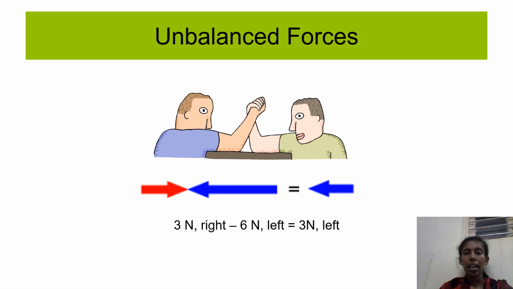Here is an example for unbalanced forces. 3 Newton force from the right side and 6 Newton force from the left side. The net force becomes 3 Newton to the left side, because the 6 Newton, the largest force, acts on the left side. So the direction becomes left side.